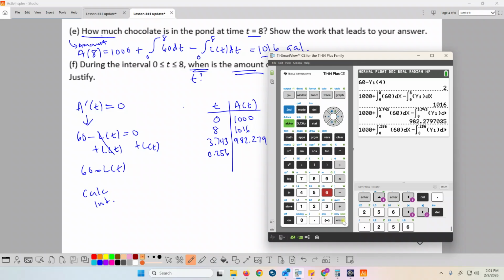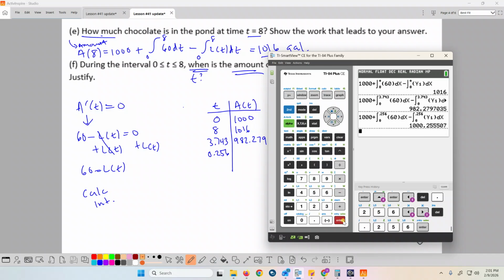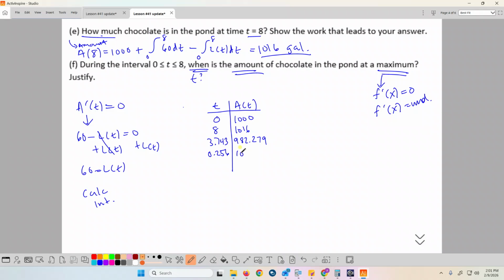All right, so when we hit enter, we get the amount of chocolate in the pond at a time of 0.256, which, if you think about it, is just right after 0, right? Okay, so let's write that down. That number might make a little bit more sense after I said that. 1,000.255. Let's just make these zeros bigger. That's going to bug me.